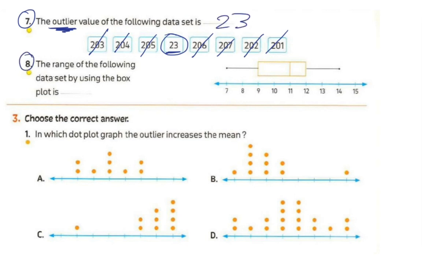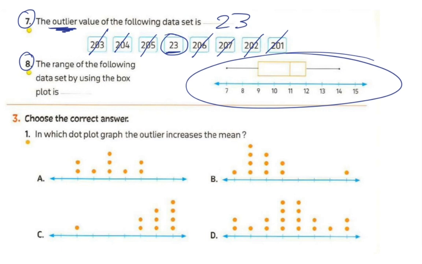Point 8. The range of the following data set by using the box plot. We know these figures are called what? Are called box plots. And a box plot has 2 points, this point and this point. So this point represents the minimum, and this point represents the maximum. So the minimum here is 7 and the maximum is 14. So the range is 14 minus 7, or maximum minus minimum. That equals what? That equals 7.